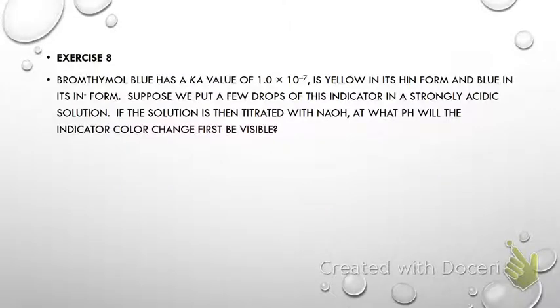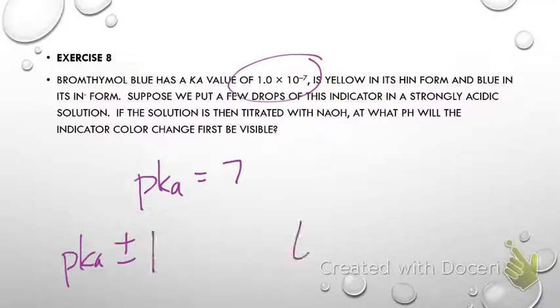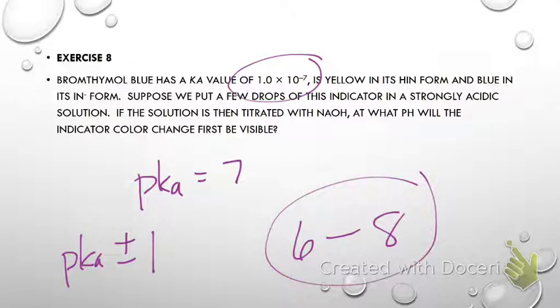And then the last one is that bromothymol blue has a Ka value of 1 times 10 to the negative 7. It's yellow in its acid form and blue in its conjugate form. Suppose we put a few drops in an acid solution and then we titrate it. At what pH will the indicator first change color? The pKa is 7, right, because of that. And what did I tell you? pKa equals pH, plus or minus 1. So between 6 and 8 is when that would change. That's how you do that. That's as close as you can get. You just say between 6 and 8. And honestly, bromothymol blue is what we used when we did our titration in Chem 1. And green is the magic point. If you're at 7, you're green.